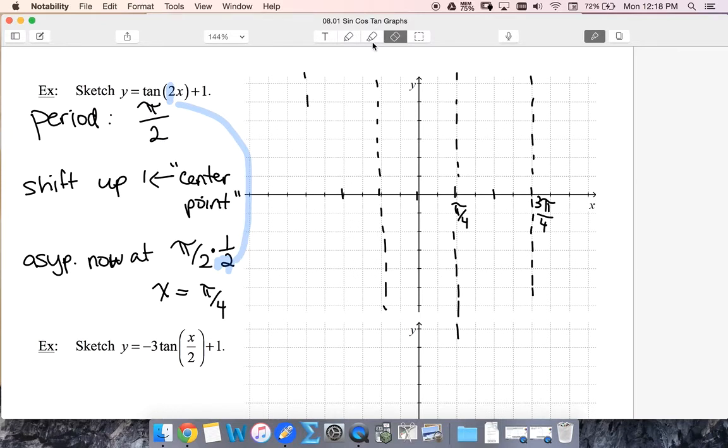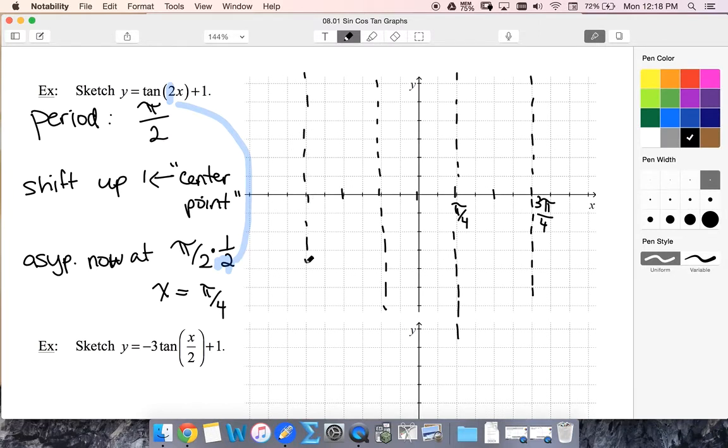Draw in all your asymptotes is how I would start. We moved up 1, so in the middle, that's going to be where our center point is. So if we call this one 1, we've got 1 here, here, here, and so on and so forth. Because there's no vertical stretch, I'm going to go over 1, up 1, down 1, over 1, up 1, down 1, and so on and so forth.